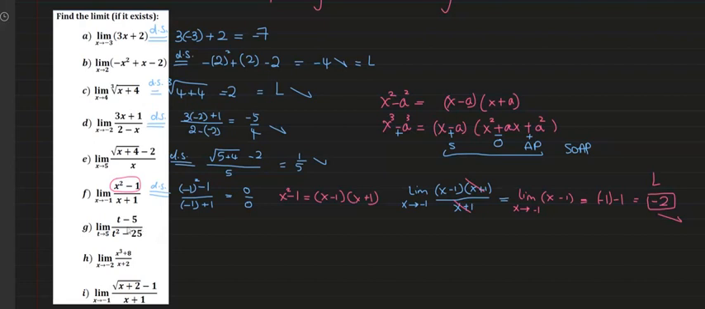Now let's try number G. Number G will also be by direct substitution, giving 0/0, and we will try to factorize this denominator term in order to have the limit of t minus 5 over t minus 5 multiplied by t plus 5, as t is approaching 5. We can see that we can simplify these two terms and direct substitute t equal 5 in order to get the value, which is 10.